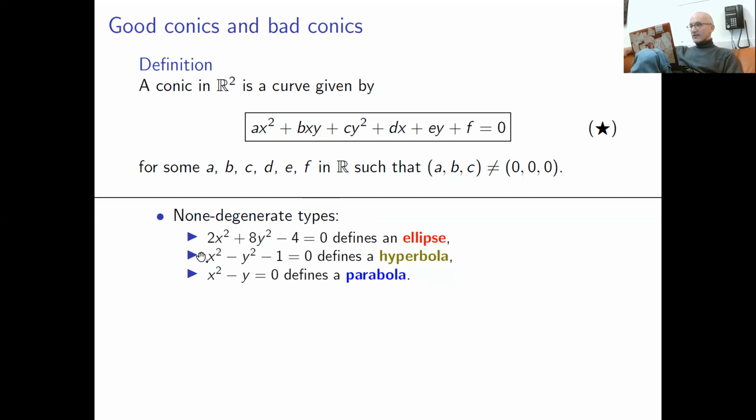Okay, and there's another type of conics which are also extremely important for mathematics and physics and for many other sciences. It's called a hyperbola. A typical equation is like x squared minus y squared equals 1. But I put all of them in this form: x squared minus y squared minus 1 is 0. Such a curve we say is defined as a hyperbola.